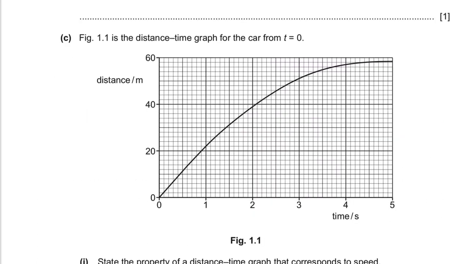C. Figure 1.1 is the distance-time graph for the car from t equals 0. So as you can see over here, it was mentioned in the question, the car travels at constant speed and it does not decelerate at t equals 0, which means for some time after t equals 0, the velocity of the car will be constant, and that's shown by the constant gradient for some time after t equals 0. So let me just label that here.